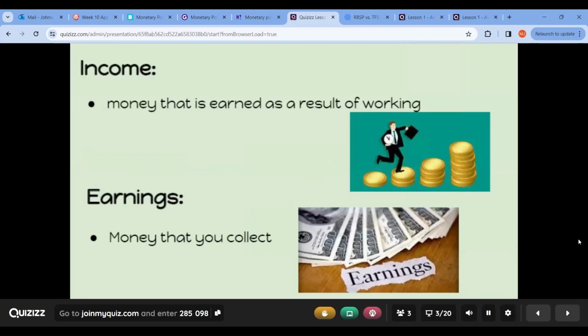Income is the money that is earned as a result of working. For government, it'd be taxes. So for government, income is taxes, while for us, it's income from working. So it's similar to the government budget, and then earnings is money that you collect. For government, it's taxes that you collect.